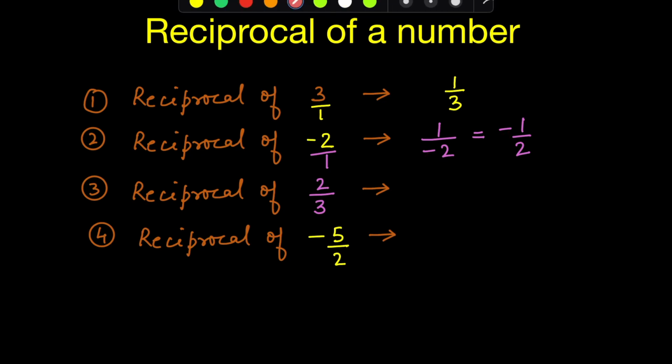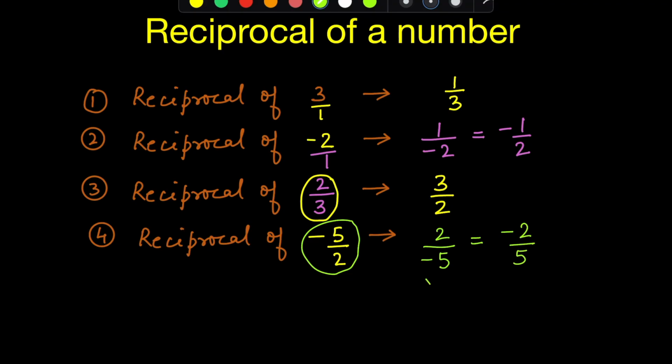Now the next, this is already a fraction. So what is the reciprocal of this? We have to just flip it like this, so 3 over 2. Now again the next one, reciprocal of minus 5 over 2. So it should be 2 over negative 5. But as I was saying, we will not keep the minus in the denominator, so we'll write it as minus 2 over 5. So both of these fractions are the same. Now we have understood what the reciprocal is. We will use this concept for dividing a whole number with a fraction.